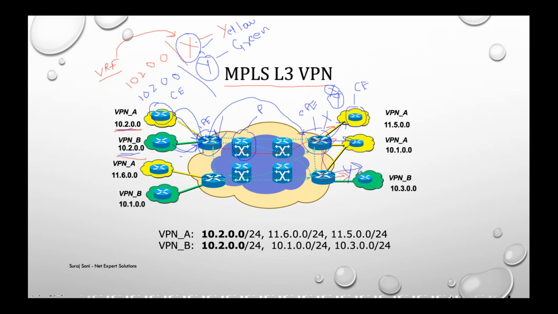So the routing decision is not made based on the destination IP. Why? Because the destination IP may be the same. Here the routing decision is actually made by the use of this particular tag, and this tag is known as the service label.